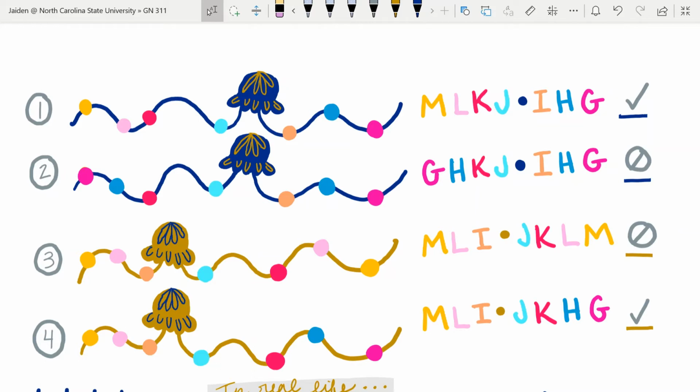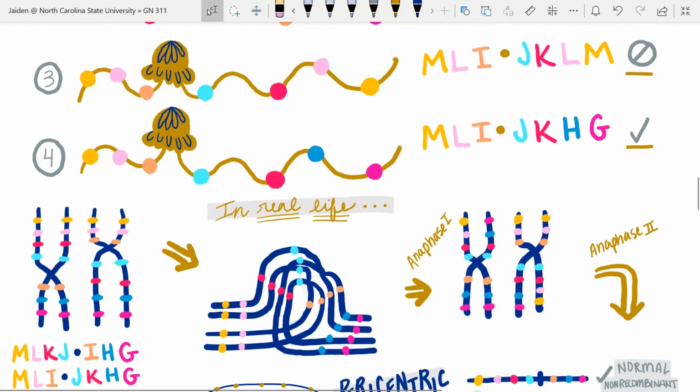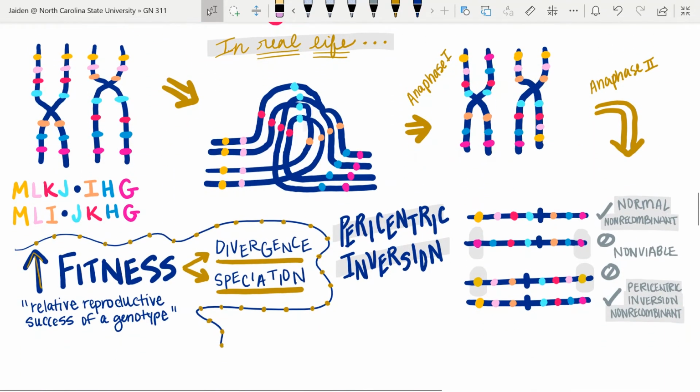However, if we look at jellyfish 2 and 3, we see that they have duplications and deletions of certain colors on their tentacles, so they can't share anymore. Lastly, jellyfish 4's pattern is a new combination of dots, but there are no duplications or deletions, so it can share like jellyfish 1. What occurred between the jellyfish and their colorful dots also happens with our chromosomes in real life.